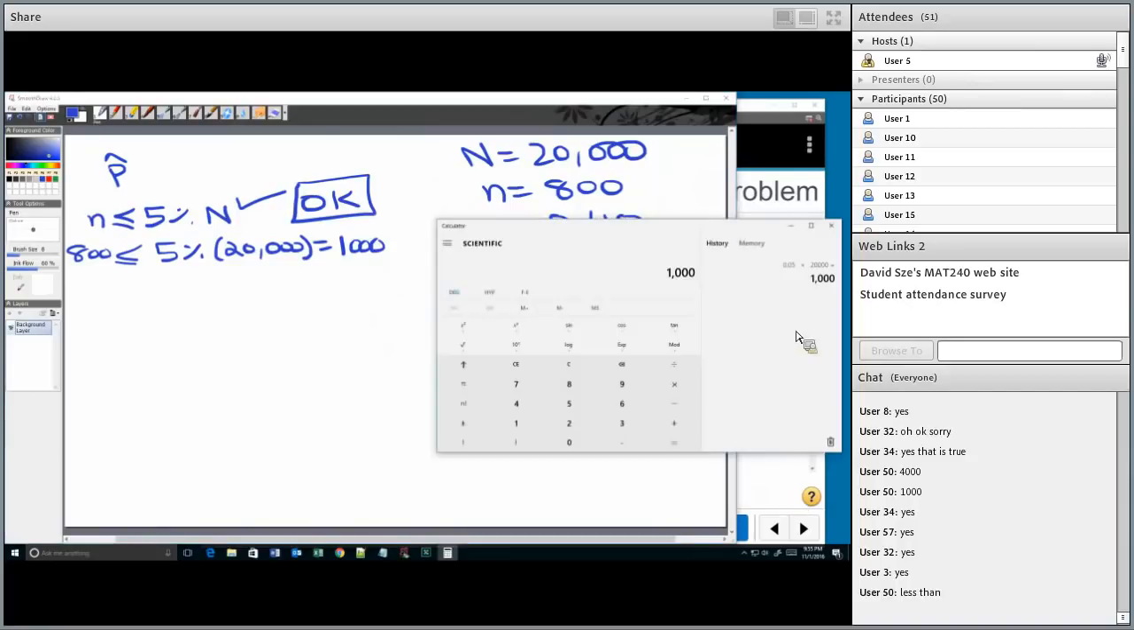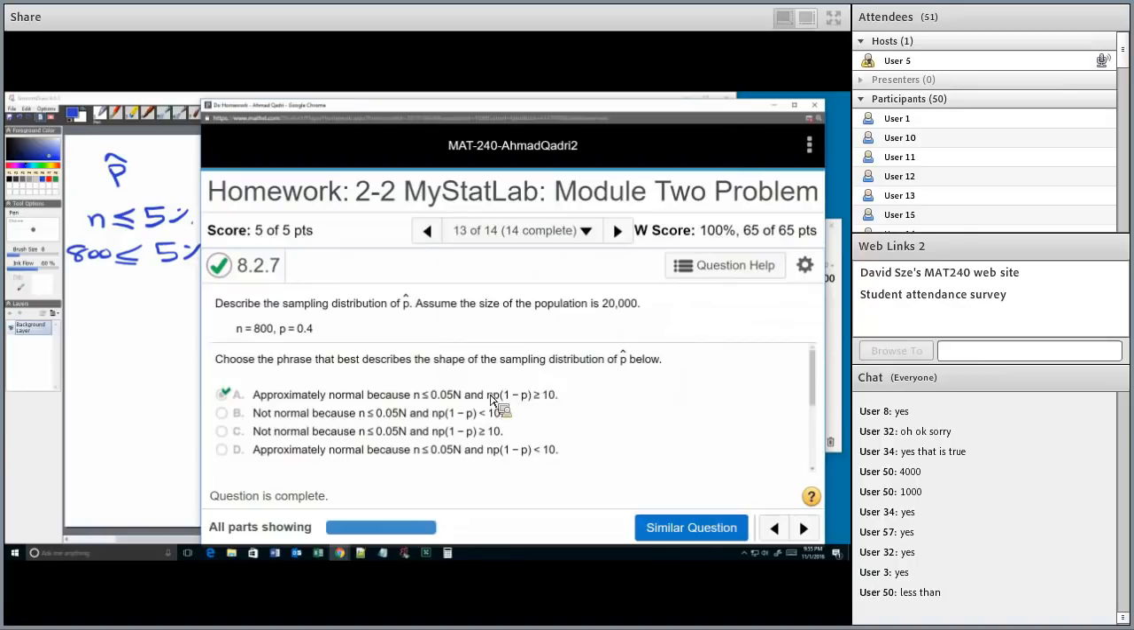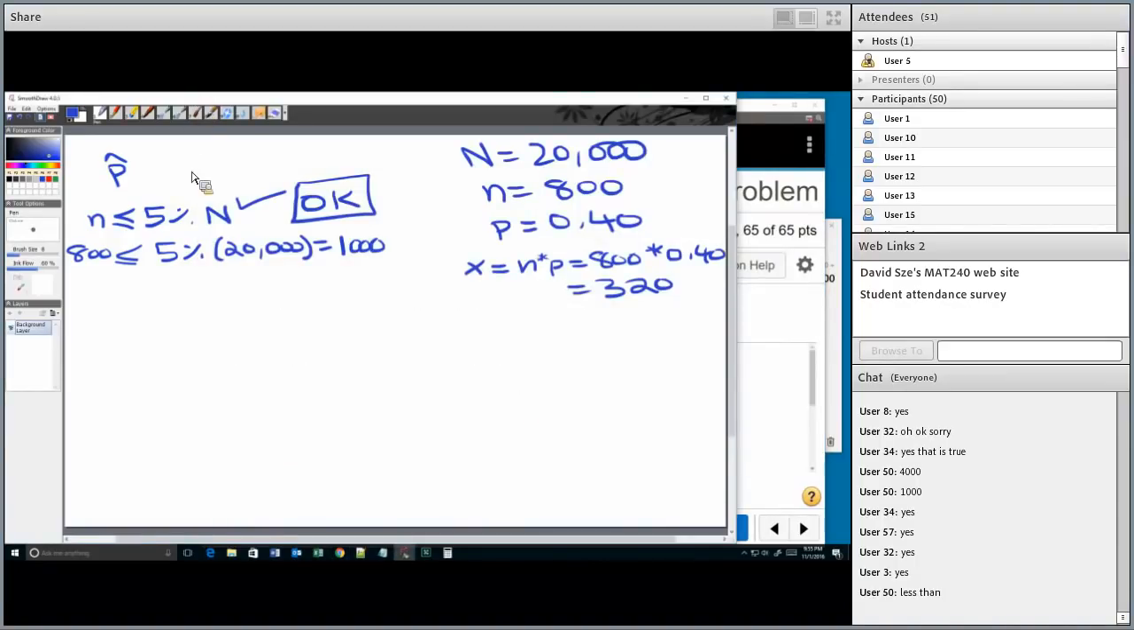Okay. The other condition that you have to test for is this condition, np times 1 minus p. So n times p times 1 minus p must be greater than or equal to 10. So let's test that. So I have 800, which is my small n. P is 40% or 0.40, and then 1 minus 0.40. I have to multiply all these.